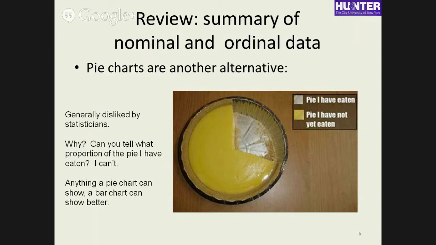At least this is looking straight down at the pie. You can imagine that if you tilted it on an angle and looked at it, it's even harder to tell what the actual proportions are. 3D pie charts are everywhere too.